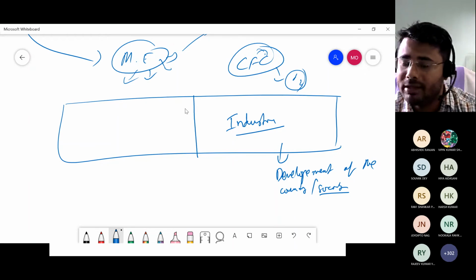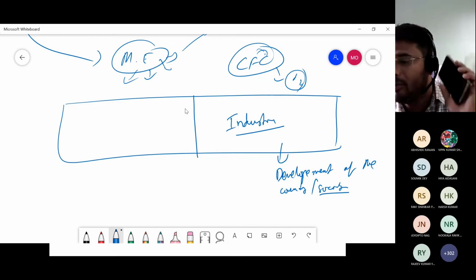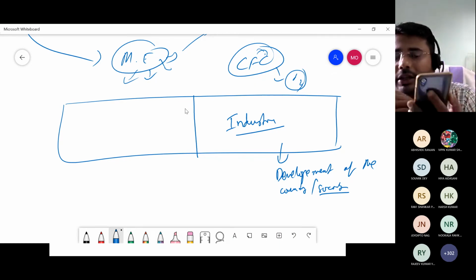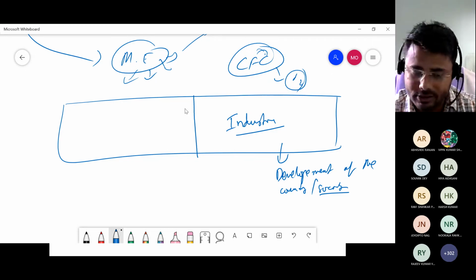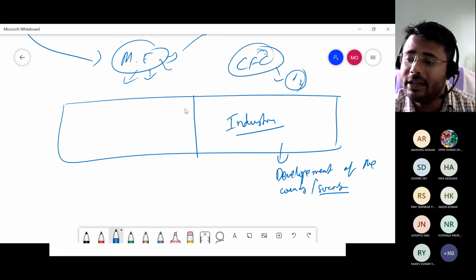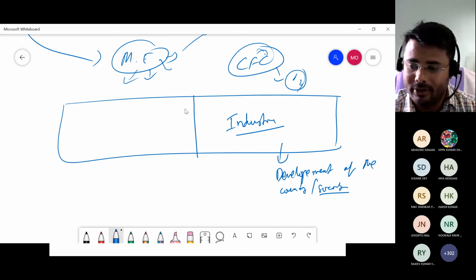Earlier there were no mobiles; now there are mobiles, smartphones. This development is taking place just because we have industries. So whenever there is an industry, definitely it will develop the society. However, at a cost, it will degrade the environment, right? It will pollute the environment.